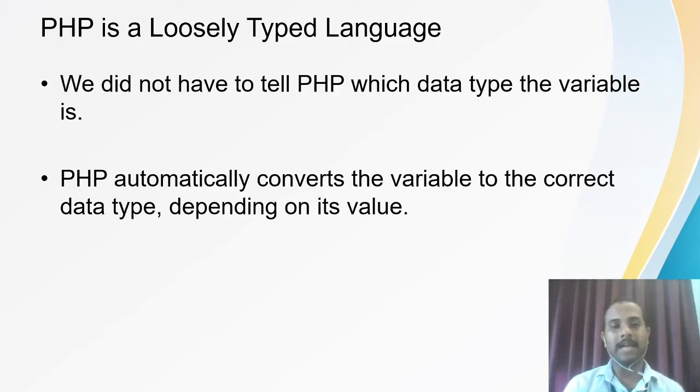PHP is a loosely typed language. We do not have to tell PHP which data type the variable is, right? For example, when I created the variable, we did not mention the data type. We just assign the value to the variable. So we need not mention the data type. PHP will automatically convert the variable to the correct data type depending on its value.